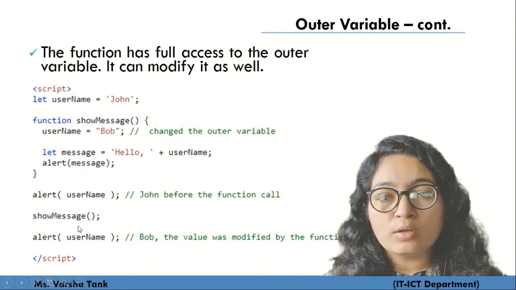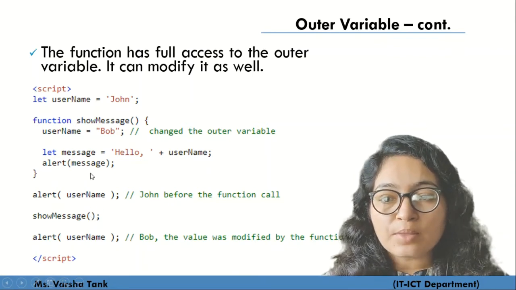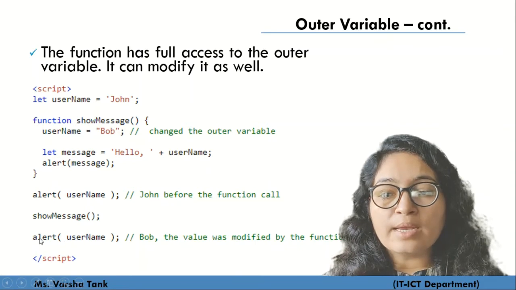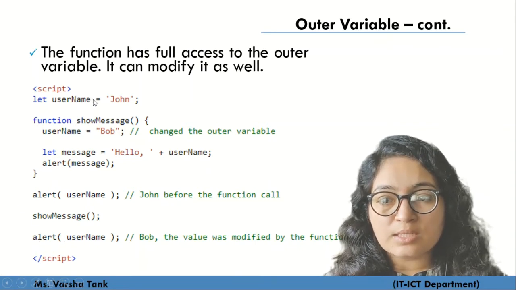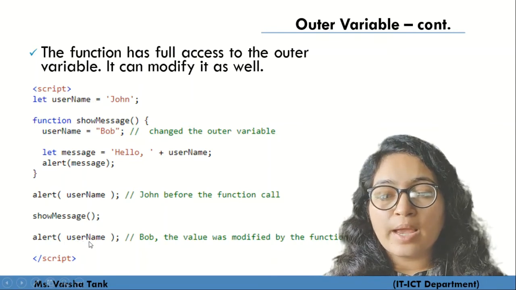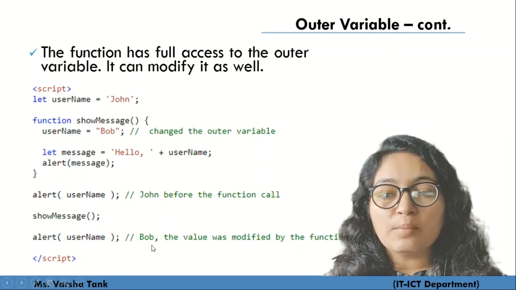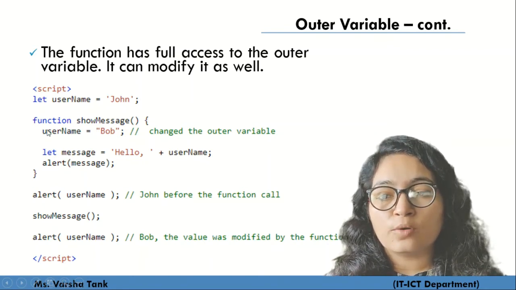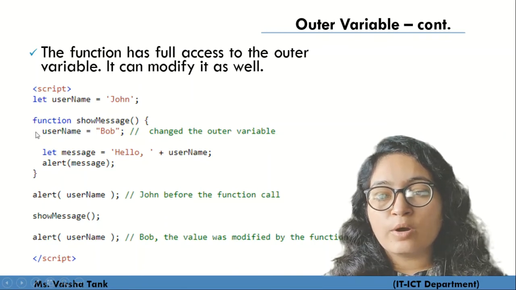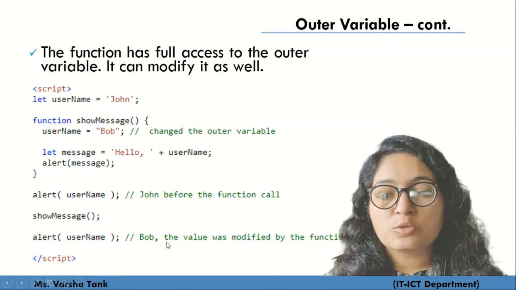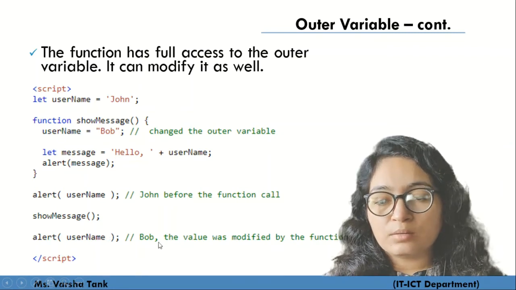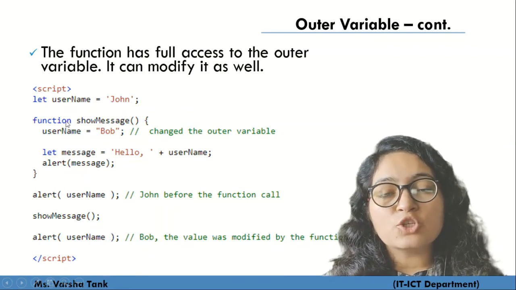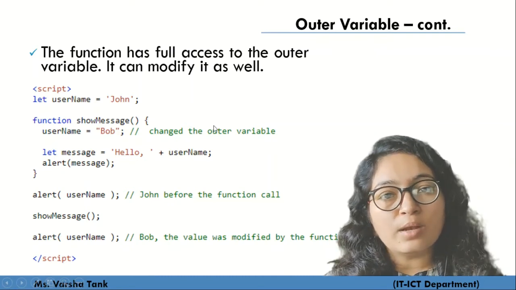Now here we have called the function, so it is modifying this username John to Bob. We are calling the function, so it will display hello Bob. Now again I display alert username, because it is an outer variable. Here it will display Bob because we have called the function and the function has modified the value of John. From here username Bob is modified from John. So it will display just Bob. That means a function can modify the outer variable also.